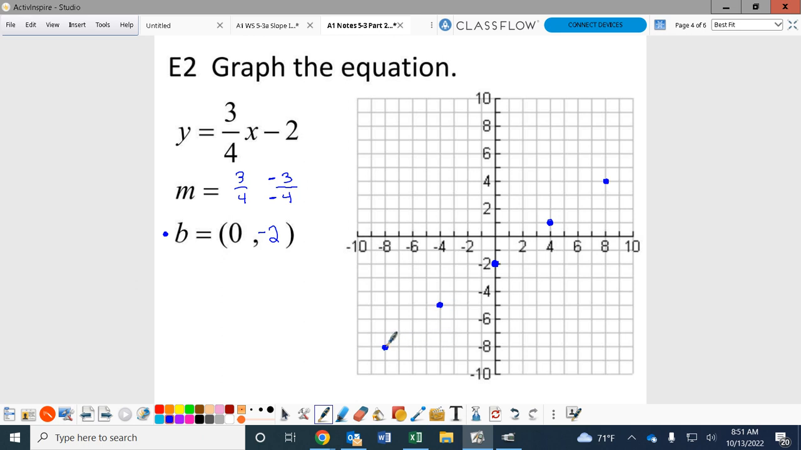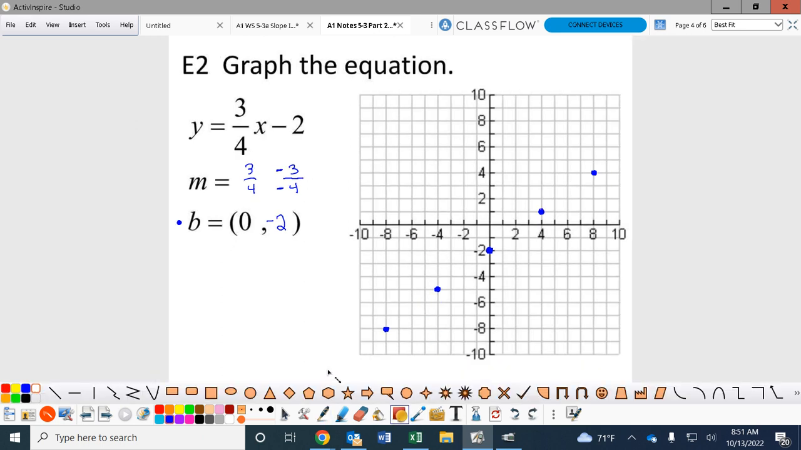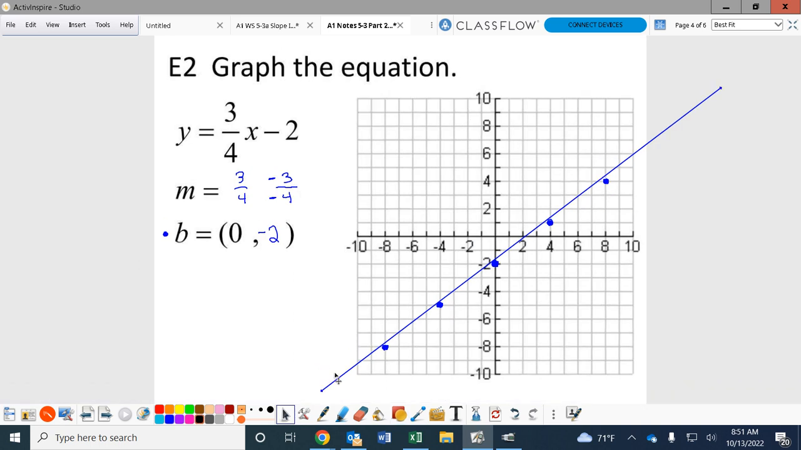Guys, listen to me. These are easy to check. If it doesn't make a straight line, you didn't graph it correctly. Okay? It's easy to tell if you've done it correctly. Put your ruler on there. If it's not a straight line, you got to fix it. Okay, here we go. Let's draw your line through there, extending it all the way through your graph, making sure it goes right through the center of those points.